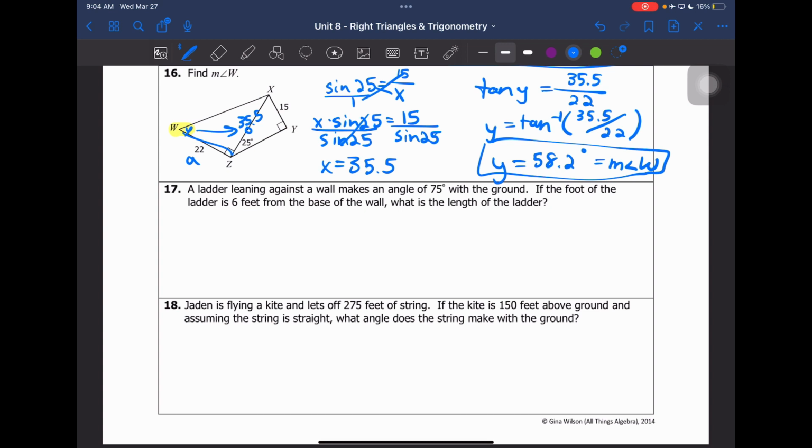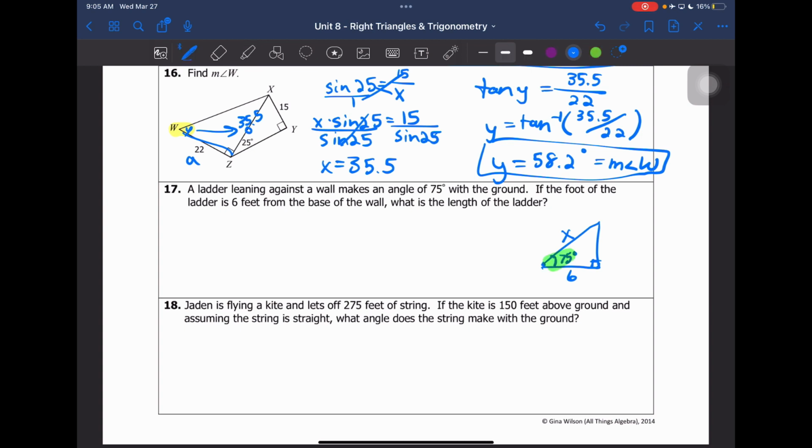I know that there's a ladder leaning against a wall. So here's my wall and here's my ladder. And it makes an angle of 75 degrees with the ground. So this angle is 75 degrees. The foot of the ladder right here is 6 feet from the base of the wall. So to here, this is 6 feet. The question is, what is the length of the ladder? So basically, I want to know this. Let's draw in a right angle here. And now this should look pretty similar to what we've done so far.